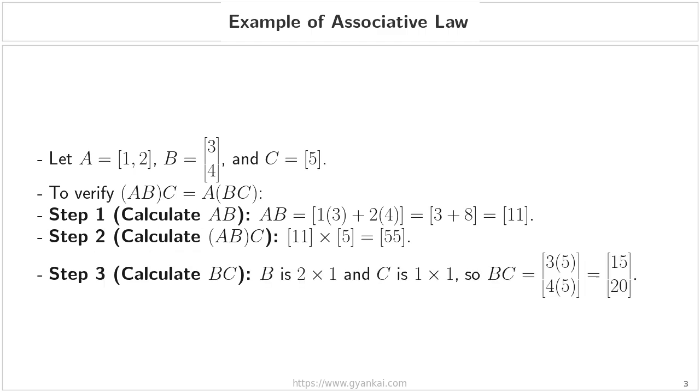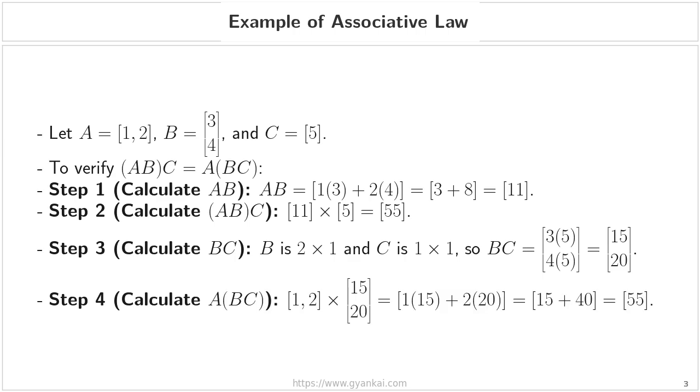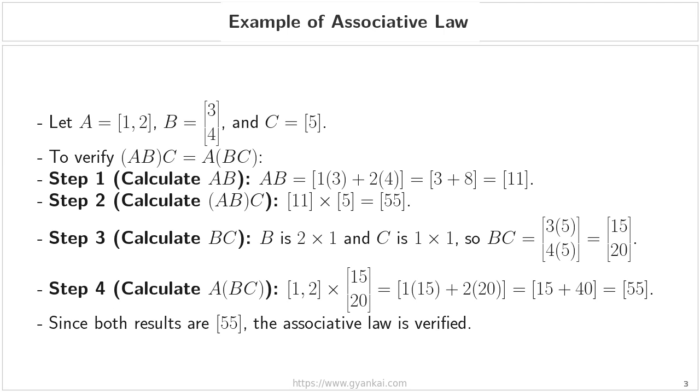Now, let us test the alternative grouping to see if the result remains the same. In step 3, we calculate the product of B and C first. Since B is a 2-by-1 matrix and C is a 1-by-1 matrix, we multiply each element of B by 5. This results in a column matrix containing 15 and 20. In step 4, we multiply matrix A by this result. We take 1 times 15 and add it to 2 times 20. This gives us 15 plus 40, which equals 55. As you can see, both methods of grouping yielded the exact same result of 55. This successfully verifies the associative law.